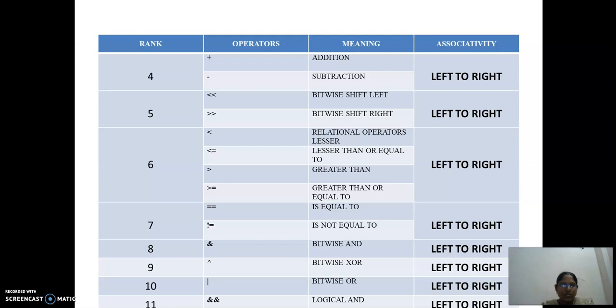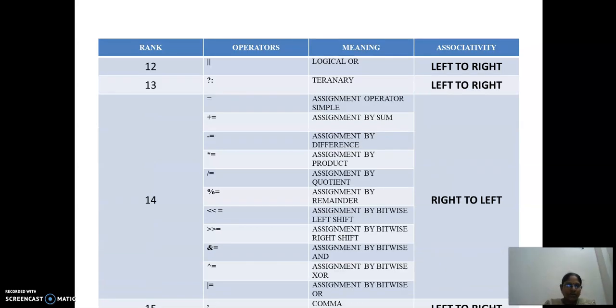And the 8th one is bitwise AND. From 8 till 10, that is 8, 9, 10, are your bitwise operators AND, XOR and OR respectively. The 11th and 12th are logical operators. That is also from left to right. The 13th one is question mark colon. Which operator is it? Exactly, the conditional operator. So it is also from left to right.